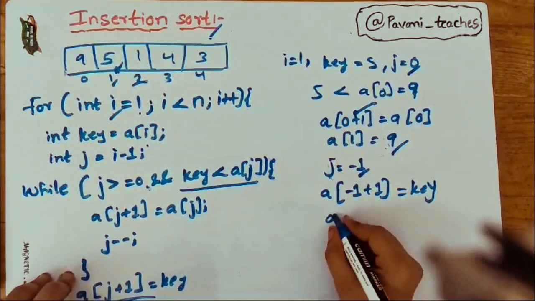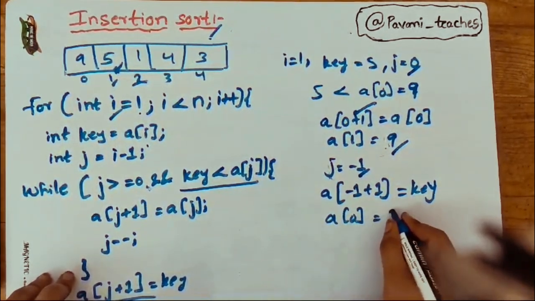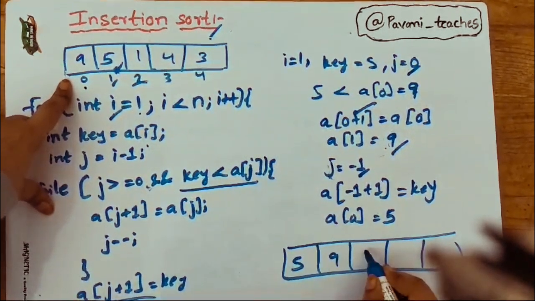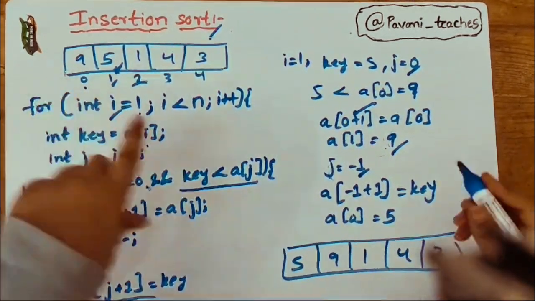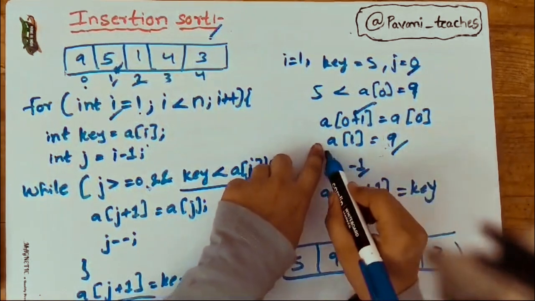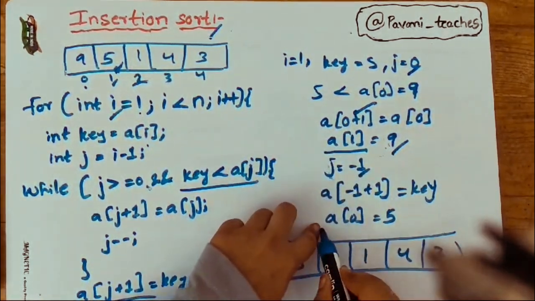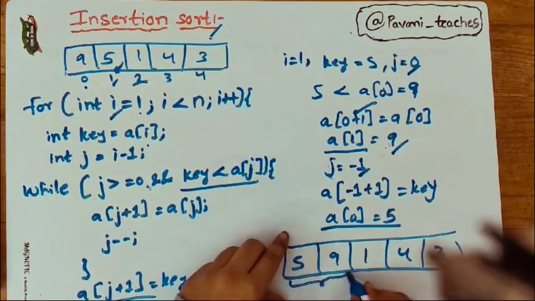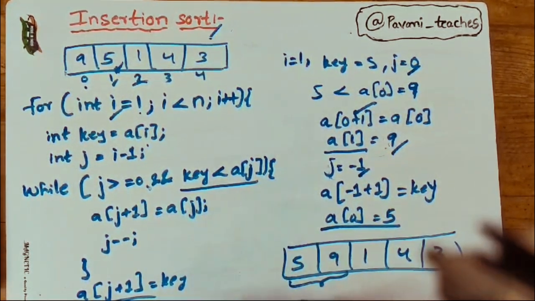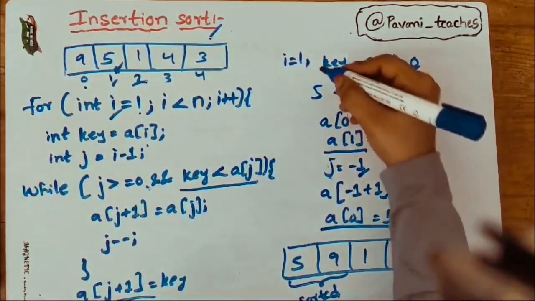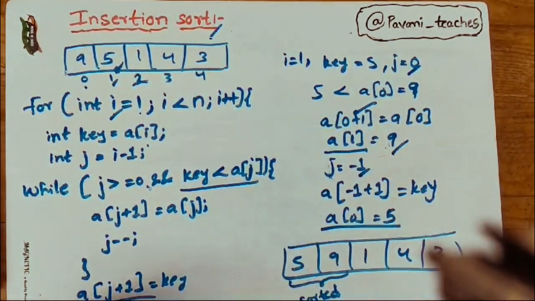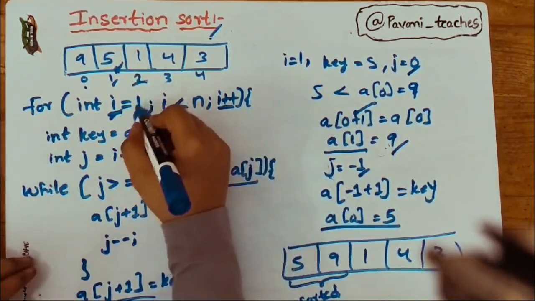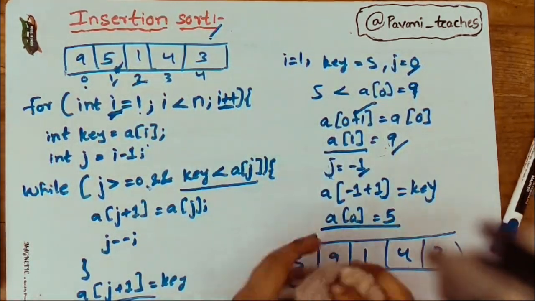Okay, that means a of 0 equal to 5. Now the array will be like 5, 9, 1, 4, 3. Here we have changed the value of a of 1 and a of 0 after the while loop. Okay. Now these two elements will remain sorted. After this operation it will again check the condition and increment this i value as 2. Now i will be equal to 2.